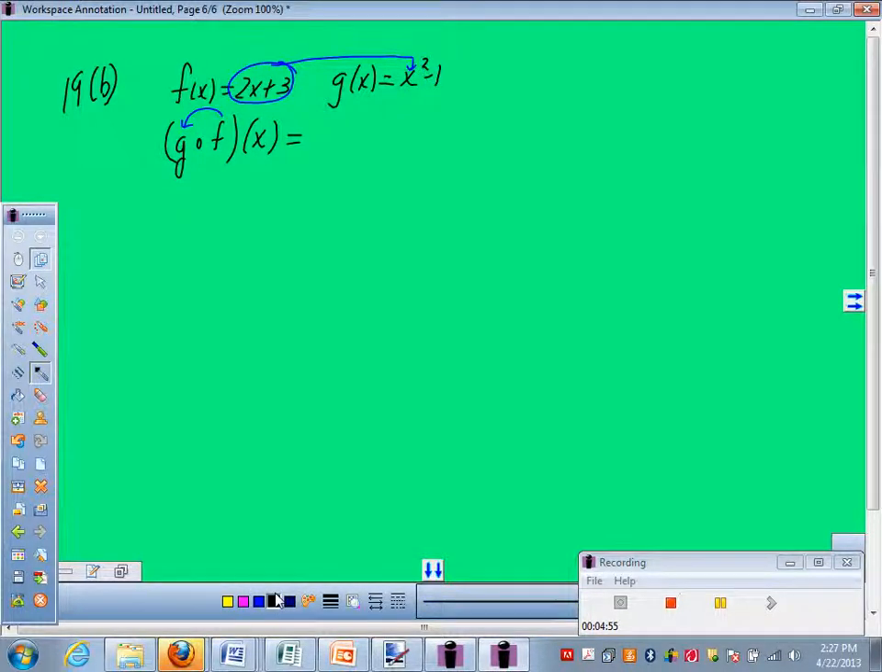So that means in place of the x, I'm going to have 2x plus 3, quantity squared, minus 1. Put in the function, one function into the other, because you're taking the back one and putting it into the front one. And yes, we're going to FOIL.